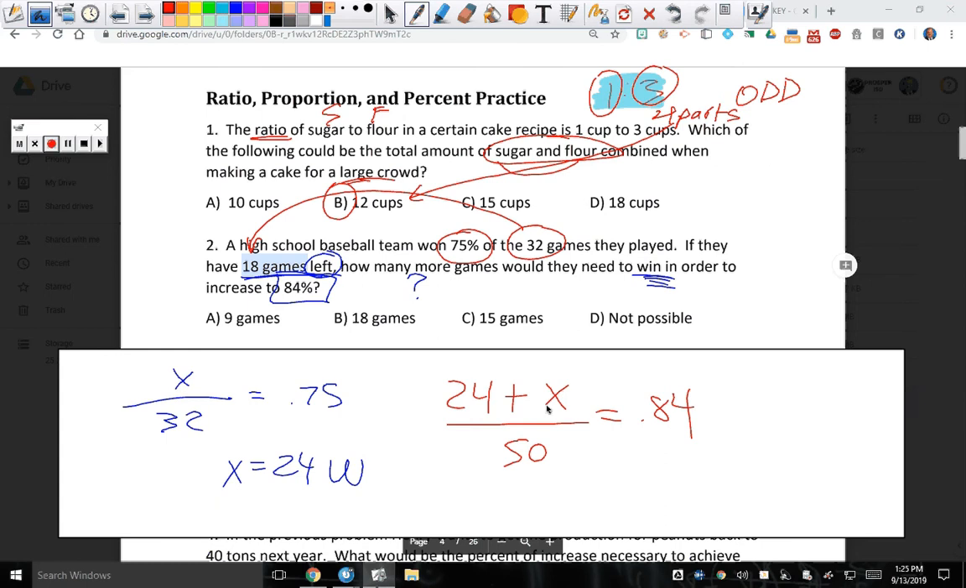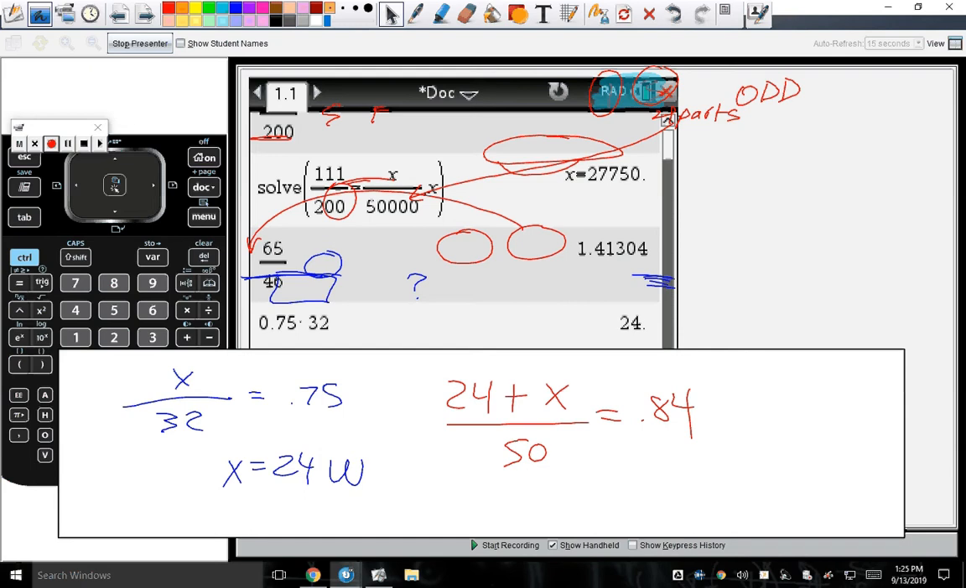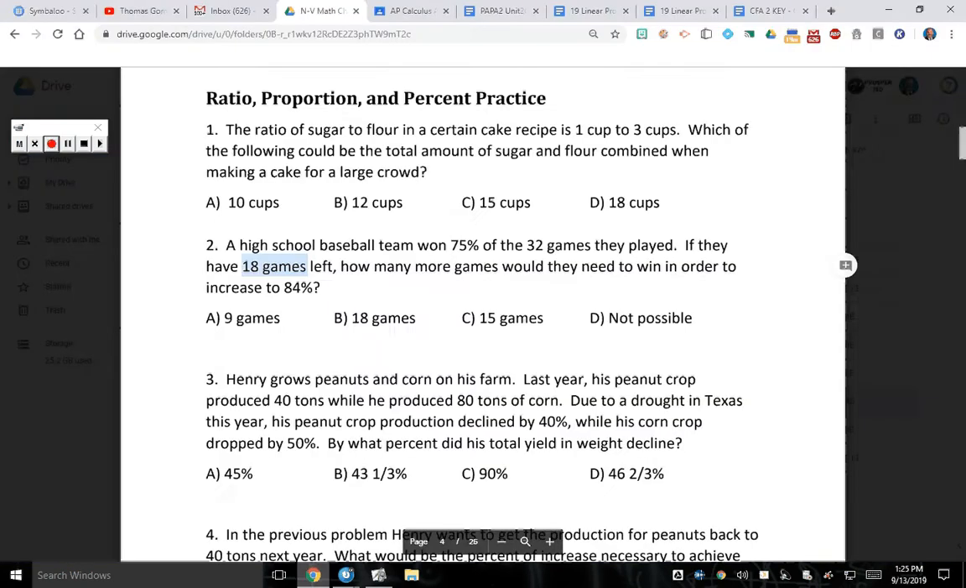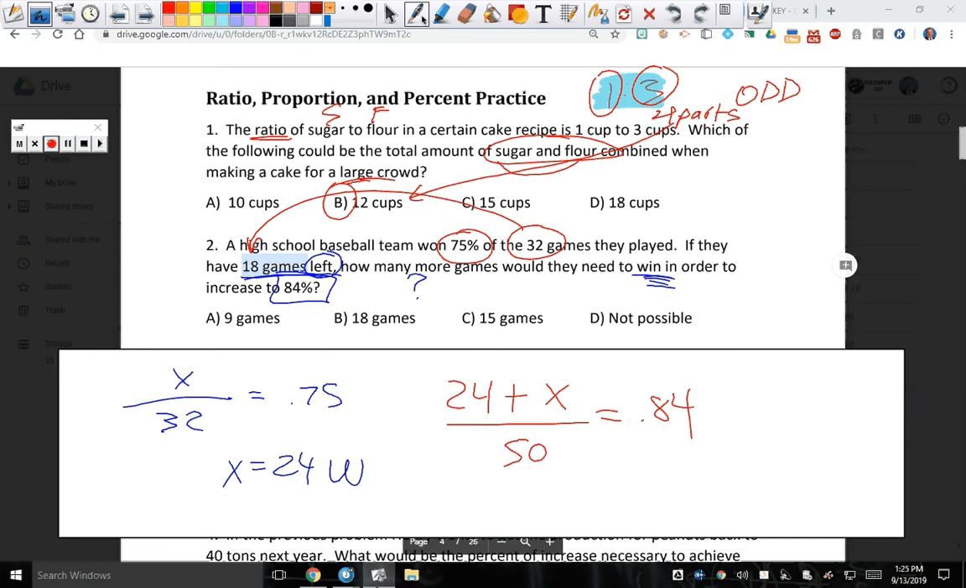So now, if you want, you can put this in your calculator exactly the way you see it. We'll say menu 3-1, control divide, 24 plus X over 50 is equal to 0.84, comma X, and you get 18. So there should be 18 more games, and B would be the answer.